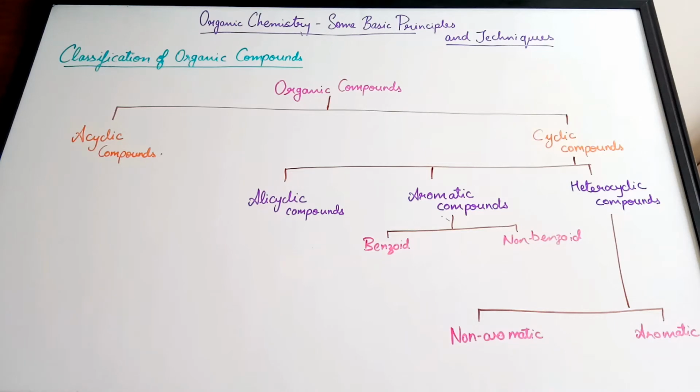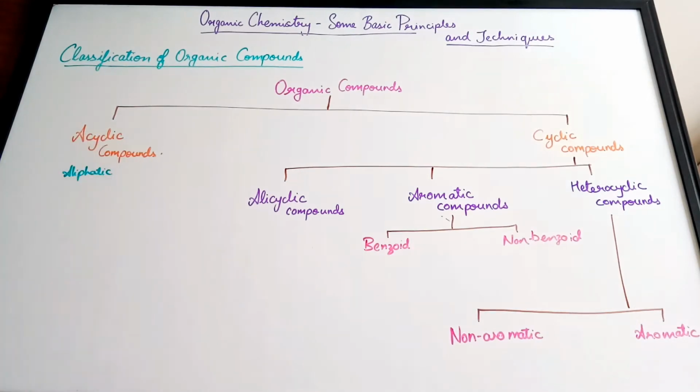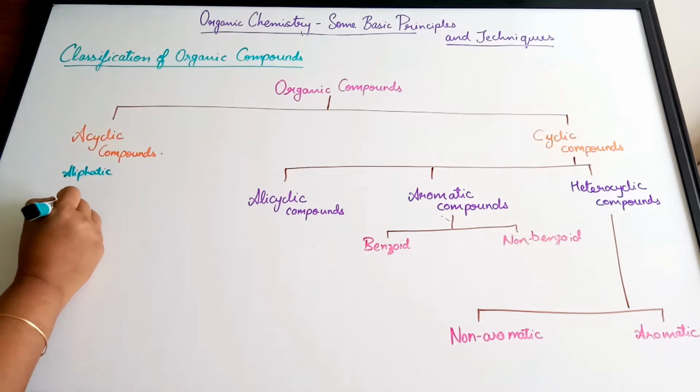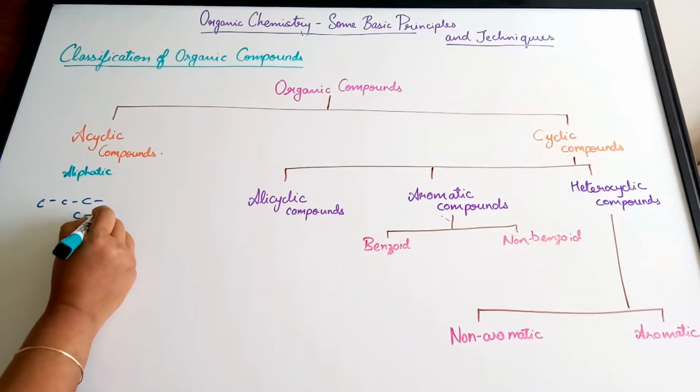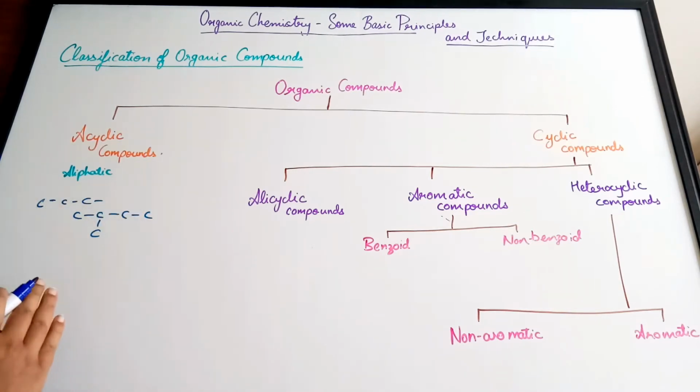The first one is acyclic and cyclic. So acyclic or open chain compounds are also called aliphatic compounds, and they consist of either straight or branched chain carbon. So it could be a straight chain or a branched chain, but basically they are an open chain structure.